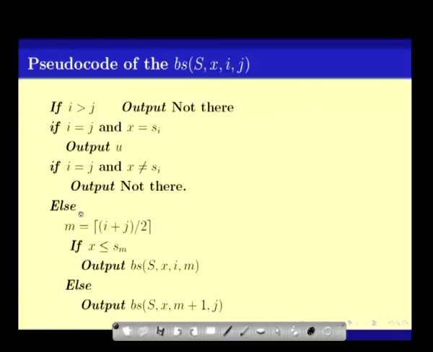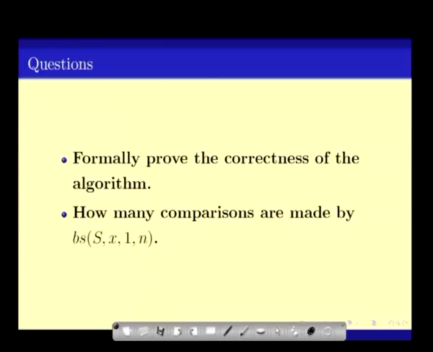Now, let us see the else, which means I is strictly less than J. In that case, what do we do? We go for the middle, which is M equals the ceiling of (I plus J) by 2, and we check whether X is less than Sm. If X is less than or equal to Sm, then we output whatever value comes out of the binary search S, X, I and M. So, I update the upper limit, which was initially J, to M, and otherwise I update the lower limit I to M plus 1. Here is a pseudocode and I claim that this pseudocode is a pseudocode for binary search. It does exactly the same kind of stuff as binary search does. I will not prove that and I will leave it as an exercise.